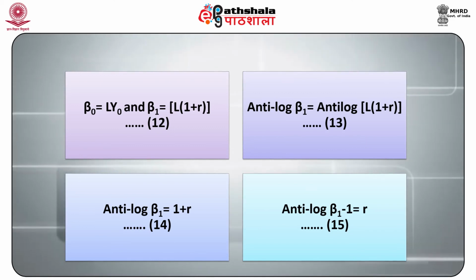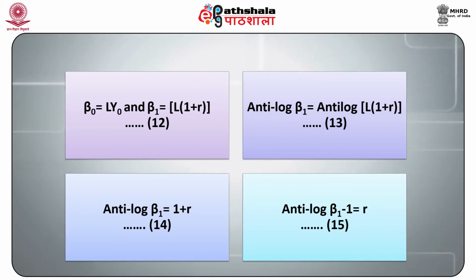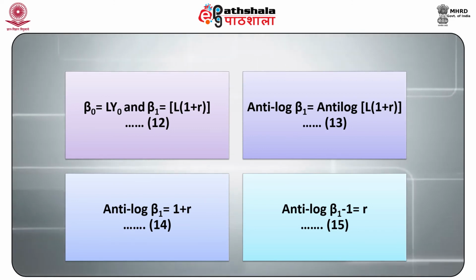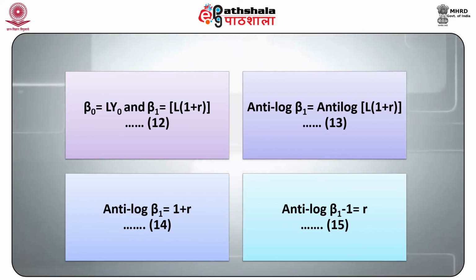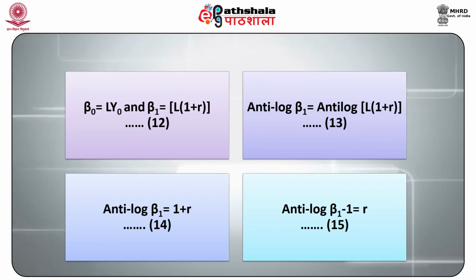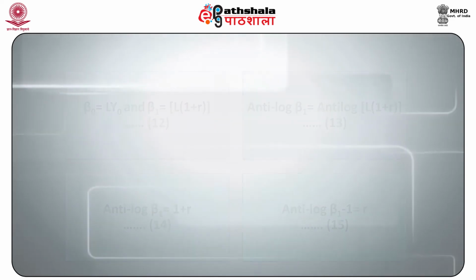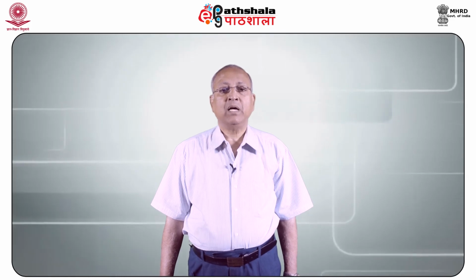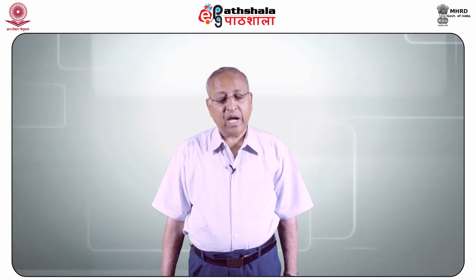So here if we take the antilog then of b1, this is antilog of log 1 plus r. Therefore, on the left hand side we have antilog b1 which is equal to 1 plus r, and if we subtract 1 from both sides, then antilog of b1 minus 1 is equal to r. R is nothing but the growth rate of yt.